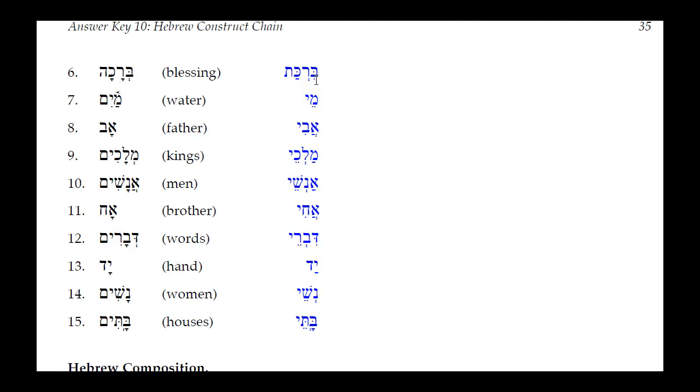Remember, the first one does the singing or walking. The second one, this one does the talking. The first one does talking. The second one does the walking here. All right, let's go to mayim.